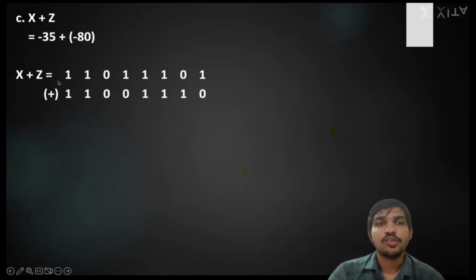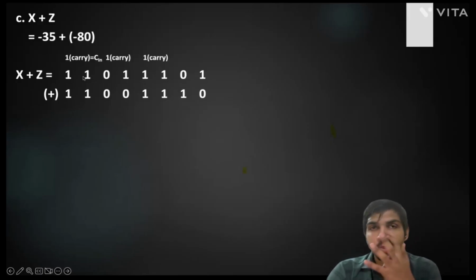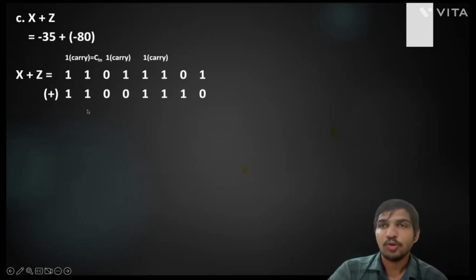x is minus 35 and z is minus 80. Okay, x is equal to 11101101 and z is equal to 11000011. So by adding them, let's mainly focus on carry in and carry out. So the bit next to the right of the MSB: it is 1 plus 1, that is 1, 0. 0 remains here and 1 goes as carry.